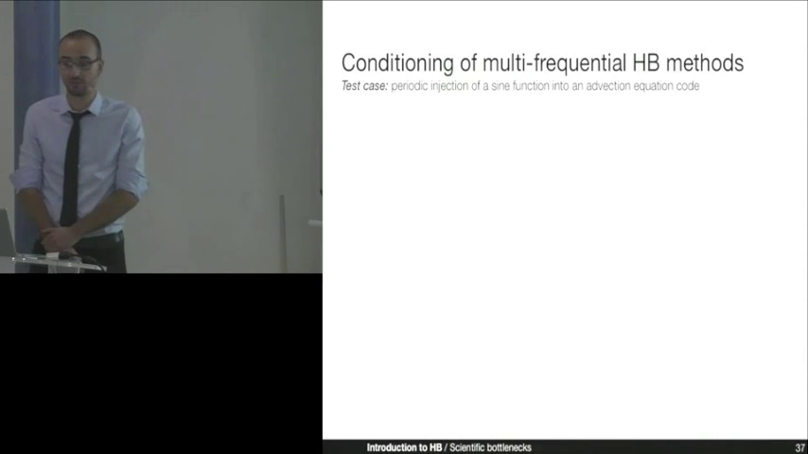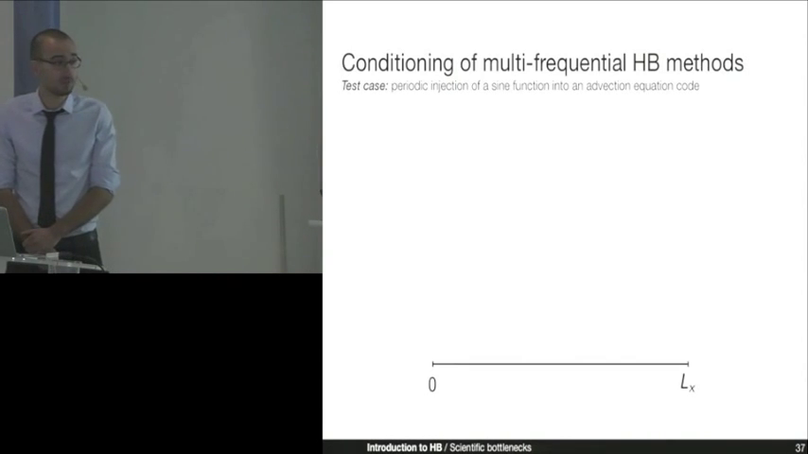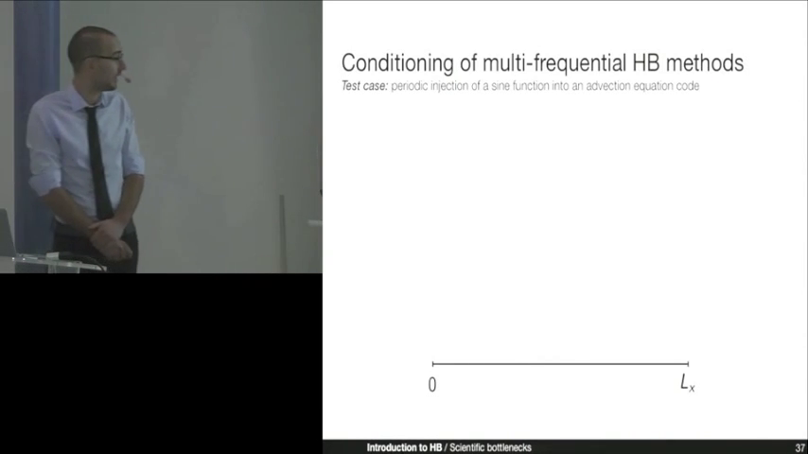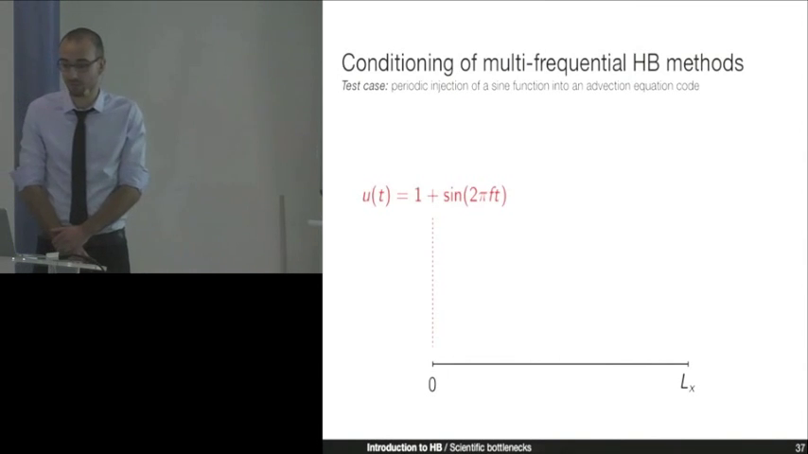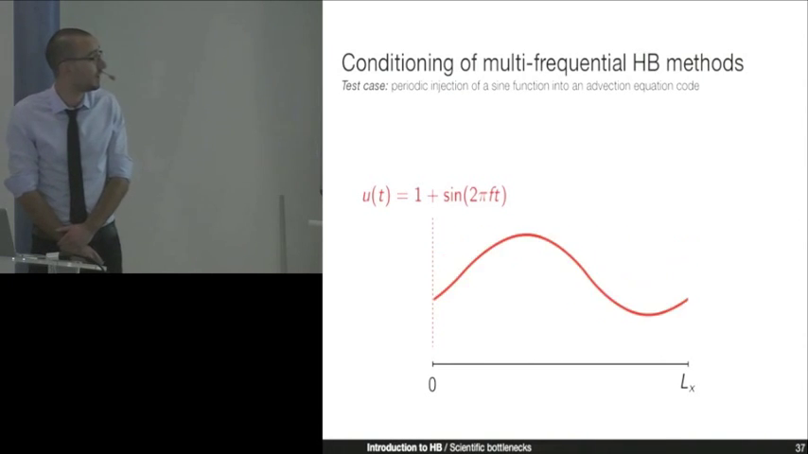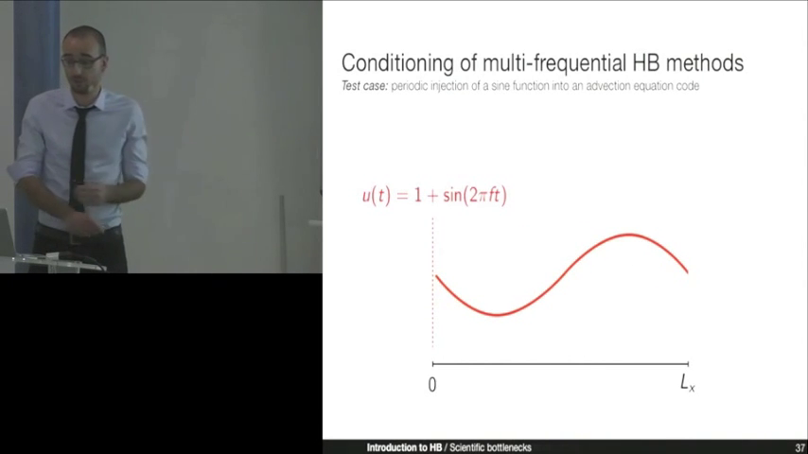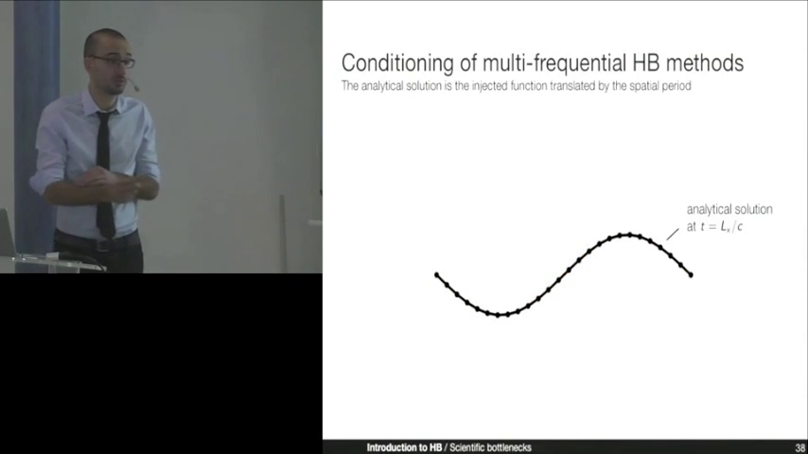To highlight the influence of the condition number, let me show you a test case showing a periodic injection of a sine function into an advection equation code solved using the harmonic balance. If we consider a domain that varies between 0 and Rx, and if we inject a simple sine function into this advection equation code, you can simply know the analytical solution after a translation. In fact, this is just a sine function that has been translated.